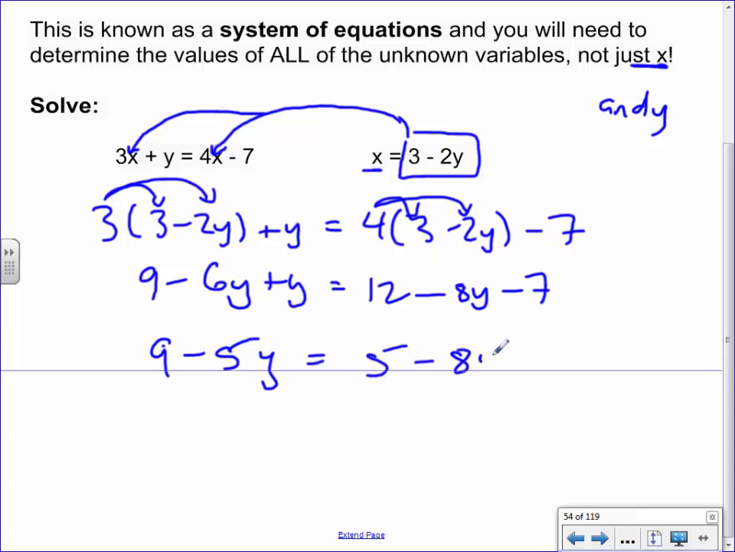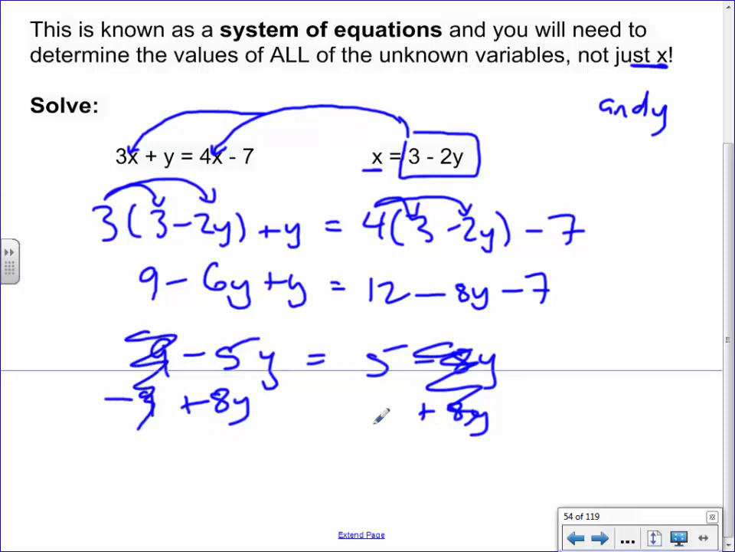And then here there's some numbers. Let's put them together. And then I could say add 8y to this side. And I could add 8y to this side. I could subtract 9 from this side. I could subtract 9. What am I left with? 3y equals minus 4. Divide by 3. There, we got our answer.